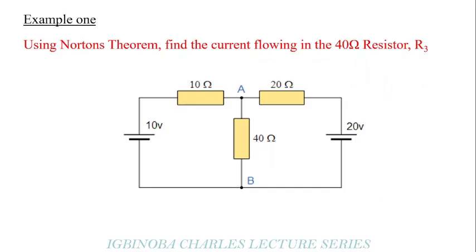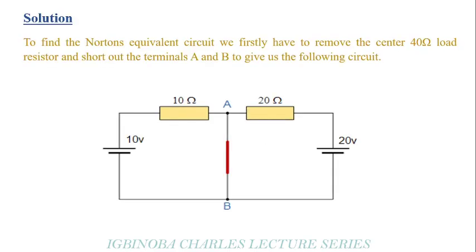So we take an example to illustrate that particular theorem. So this is the question. The question says that using Norton's theorem, find the current flowing through the 40 ohms resistor. So we proceed. To find the Norton equivalent circuit, we first have to remove the 40 ohms load resistor and short out the terminals A and B to give us this particular circuit. So the first thing we need to do is to calculate our Norton current. To do that, we remove the load resistance and replace it with a short circuit.